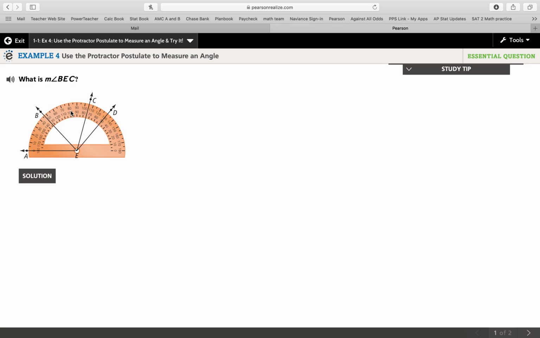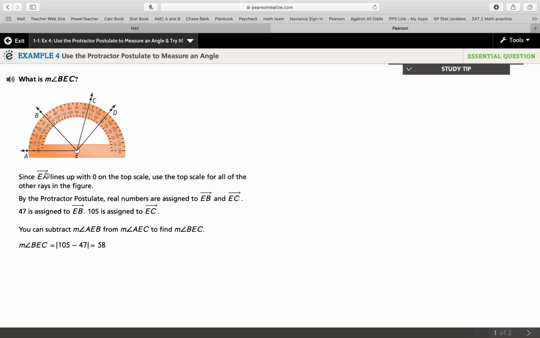That's strange because BEC doesn't start at 0. So how do we go about finding angle BEC? Well, since EA lines up at 0, so here's EA, we're going to use the top scale for all of the other rays in the figure because it's going this way. Okay? By the protractor postulate, real numbers are assigned to EB and EC. So here's EB and here's EC.